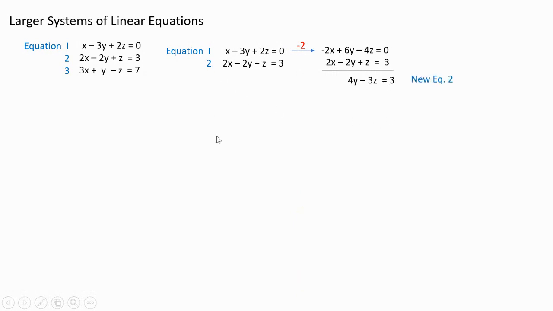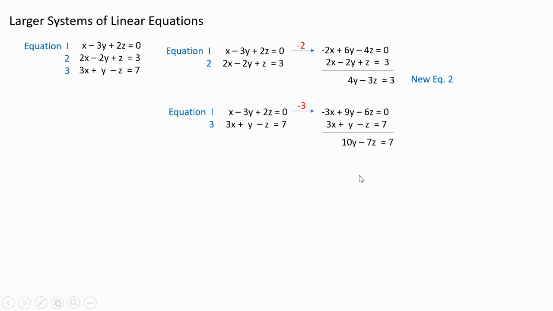Okay. Now I repeat the process with equations 1 and 3. And again, I want to eliminate the x's. So then I'm going to multiply equation 1 by -3, because this way it guarantees that the x's will be eliminated. Okay, and after I distribute, I get -3x plus 9y minus 6z equals 0. Equation 3, we just bring it over. And then after we add them, right, the x's are eliminated. So this is my new equation 3.